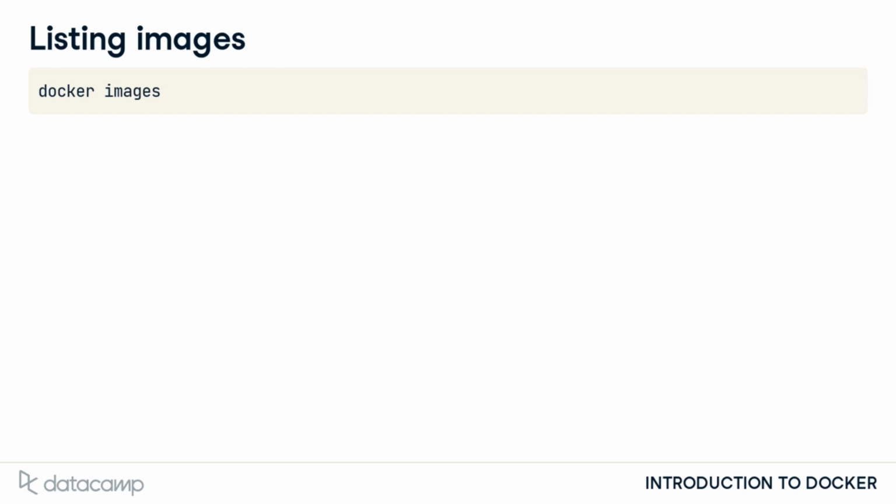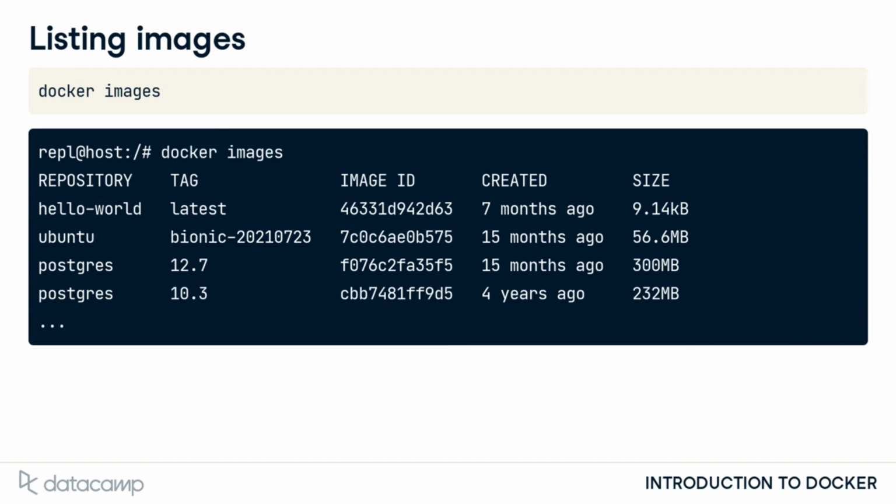Now that we know how to pull images, we need a way to view the images we have available on our machine. For this, we have the docker images command, which will give us a list of all available images and tags. It will also tell us when the image was created, the size of the image on disk, and the image ID, which is a unique ID to identify the image.